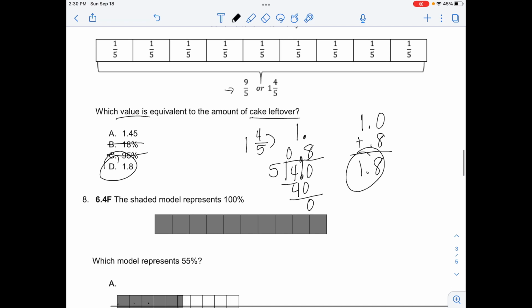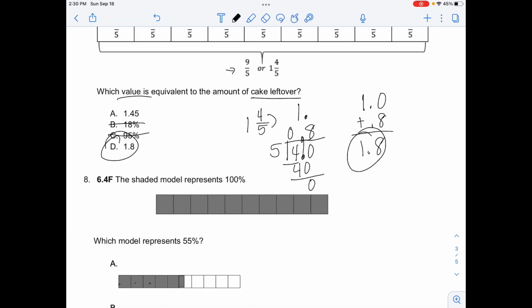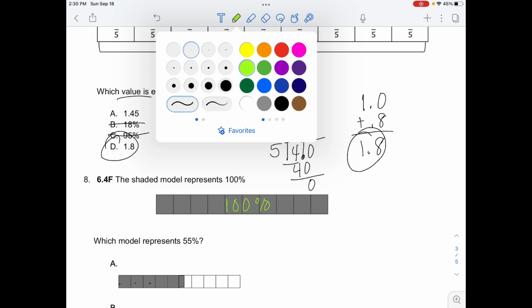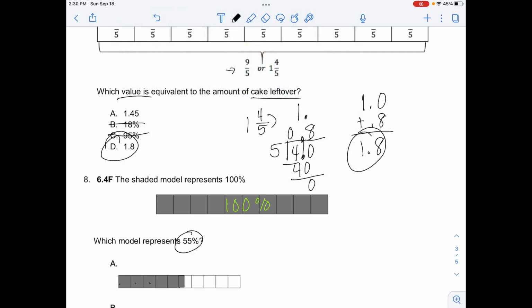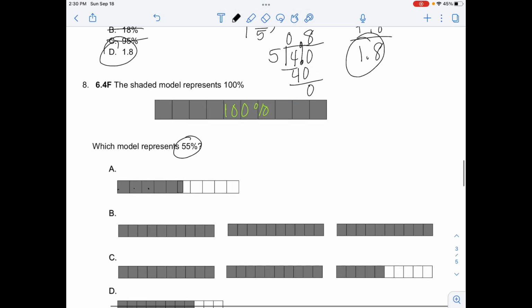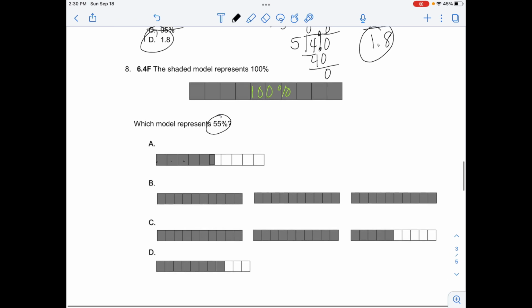All right, number 8. If the shaded model represents 100%, so remember, this all equals 100%. Which model represents 55%? Okay, well, if I'm looking at B and C, those are going to be greater than 100%. B would be 300%, so I can mark that out. C is going to be 200 and something percent, so I can mark out C.